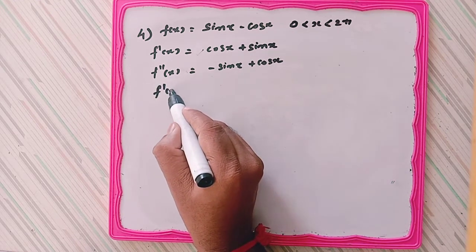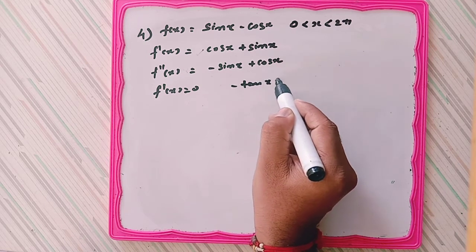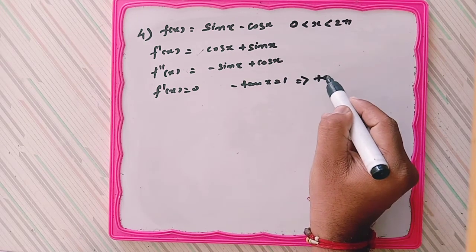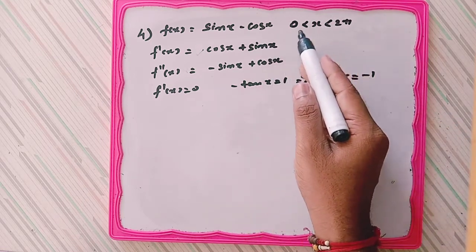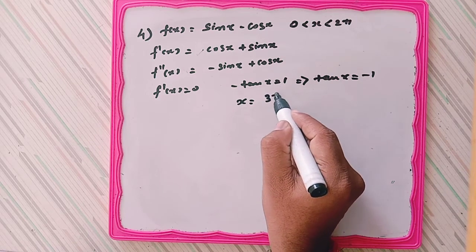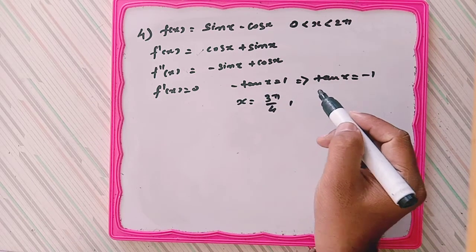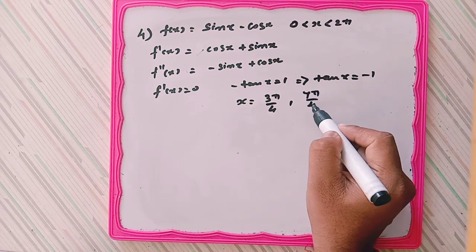So f dash x equals 0, then minus tan x equals 1, which gives tan x equals minus 1. And tan x equals minus 1 in this interval at x equals, second quadrant means 3 pi by 4, and fourth quadrant means 7 pi by 4.